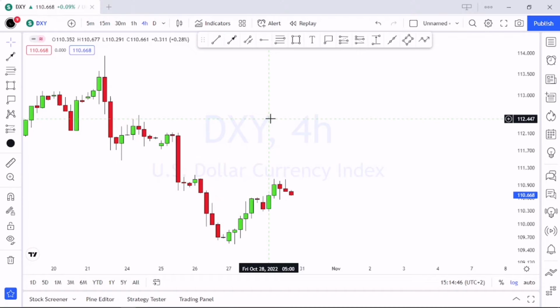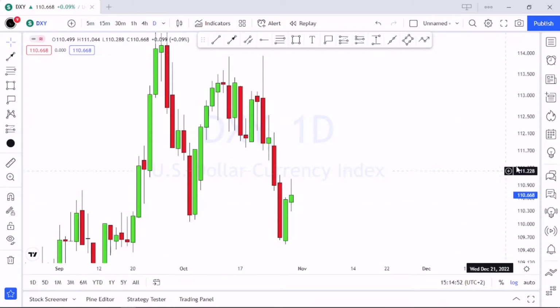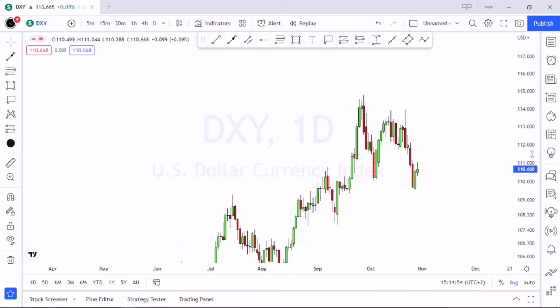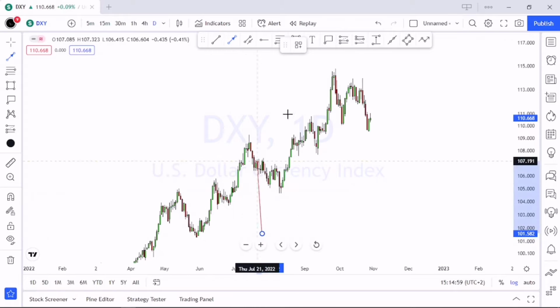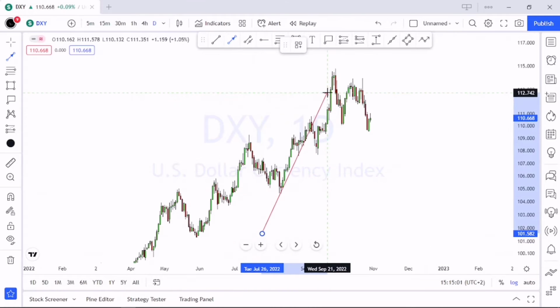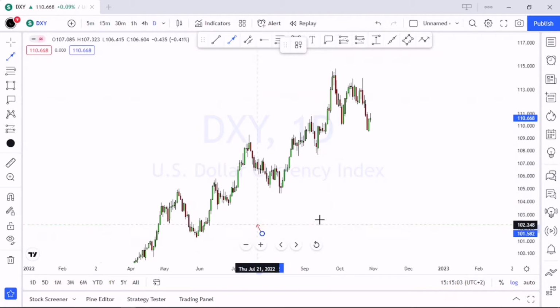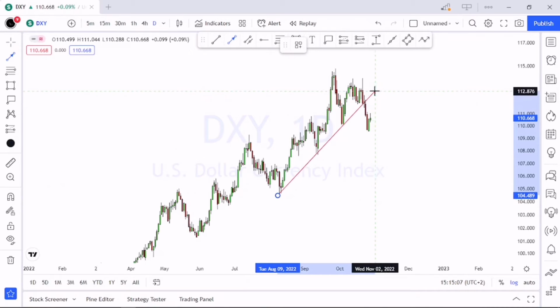Right in front of me, we have the US dollar index, and we can just start on a daily time frame to see what we actually have. So as you can see, the market has been pushing bullish for a very long period of time, right? And finally, we had this break of the brick wall. I call it a brick wall. However you want to call it, that's okay.